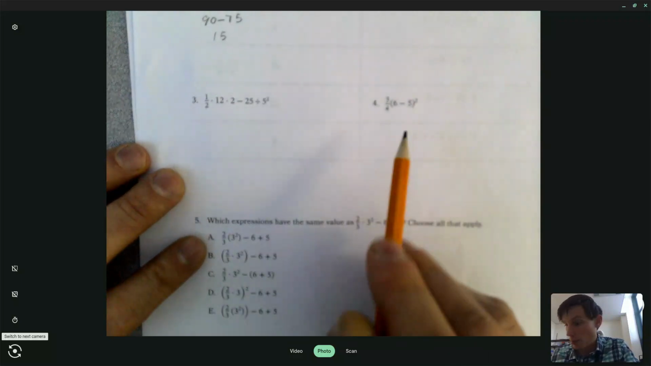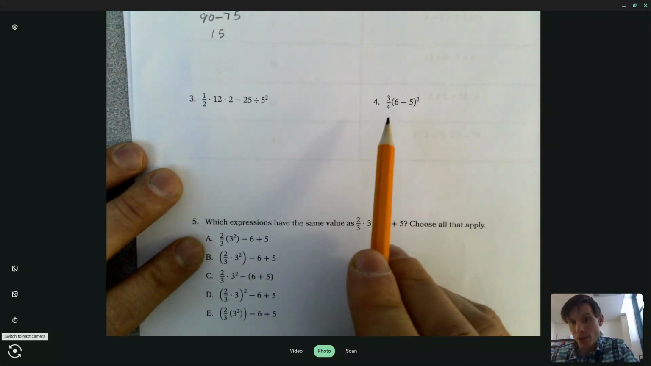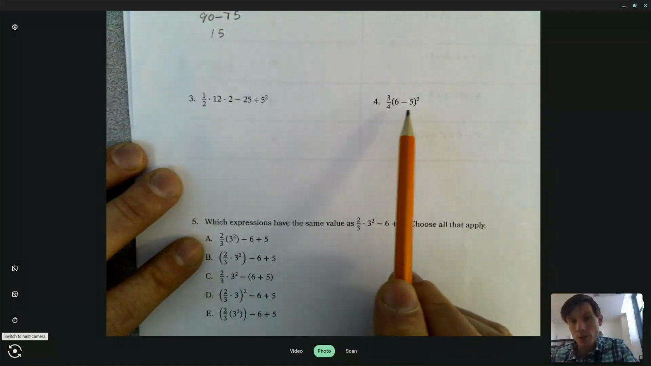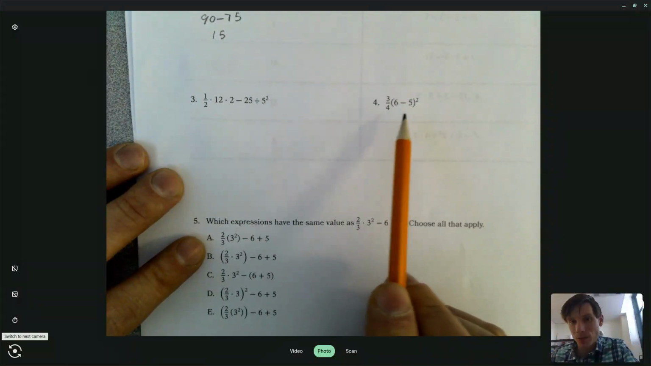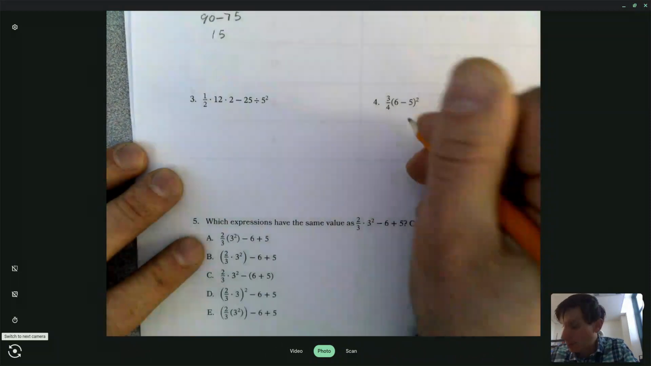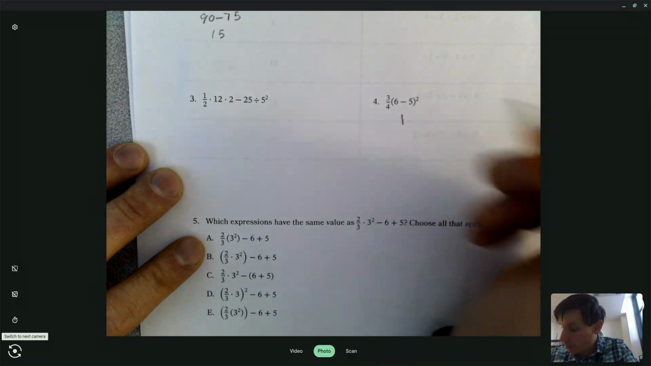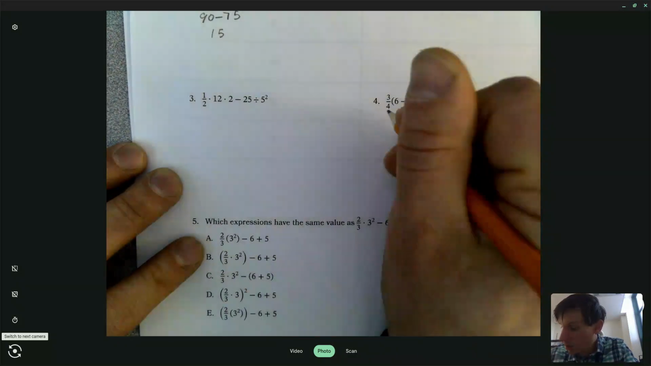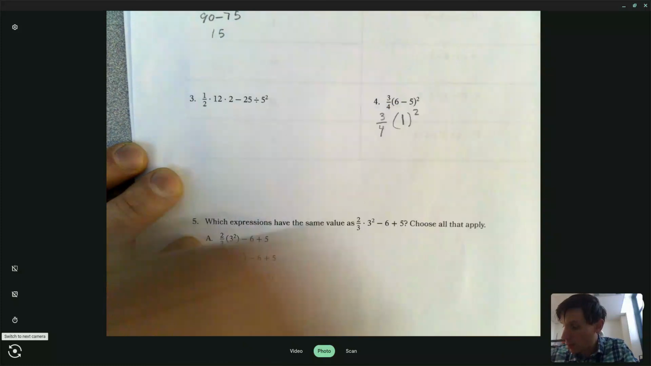Number 4, again, GEMS, starting with G, grouping. So with our G, we're going to do what's inside that grouping symbol there, that parentheses first. So you have 6 minus 5. What is 6 minus 5? It's going to be 1. Okay. So I'm just going to rewrite that as 1 squared, and we have this 3/4 next to that.